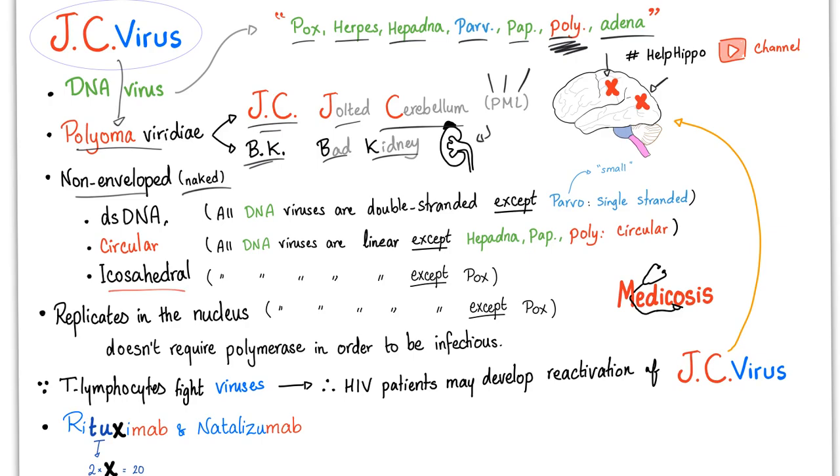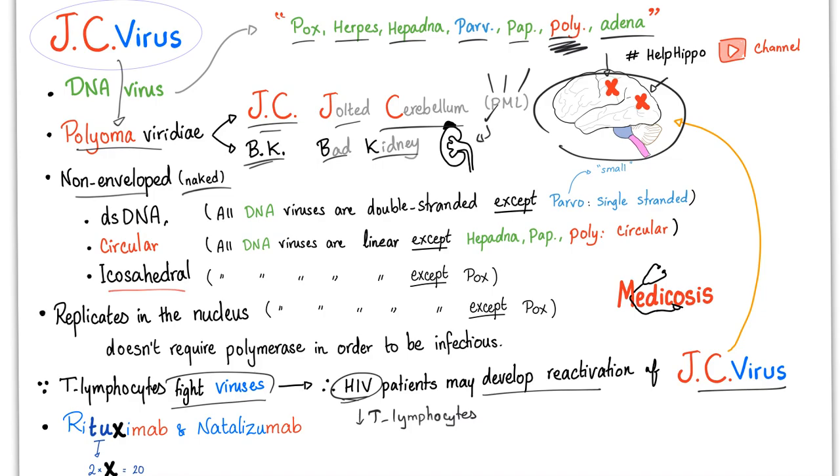T lymphocytes normally fight viruses. Therefore, patients with HIV who have deficiency of the T lymphocytes will have a problem attacking and fighting viruses. That's why patients with HIV may develop reactivation of JC virus. JC virus will lead to progressive multifocal leukoencephalopathy.